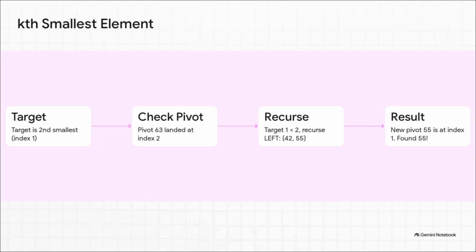Let's try finding the kth smallest element, say the second smallest, which sits at index 1. In our previous step, our pivot 63 landed perfectly at index 2. Since our target index 1 is less than 2, we know for a fact the answer must be in the left subarray, 42, 55. We recursively partition just that left side. The new pivot, 55, lands exactly at index 1. Boom. We found our second smallest element, and we did it without ever having to fully sort the array.